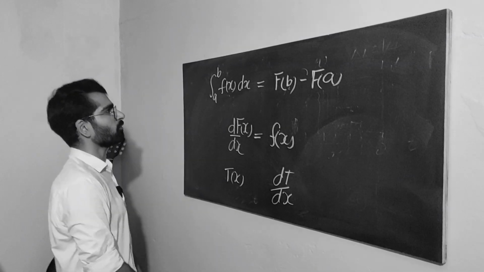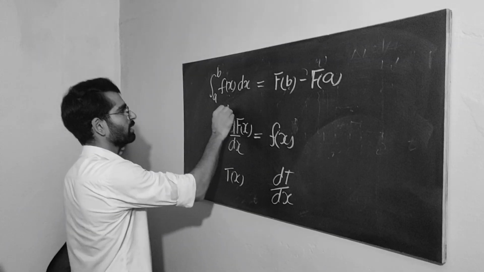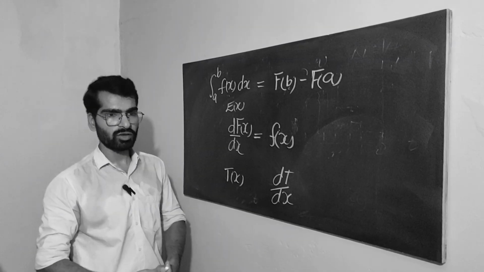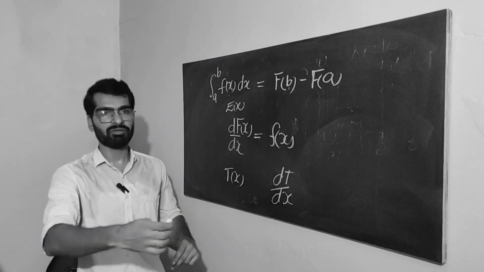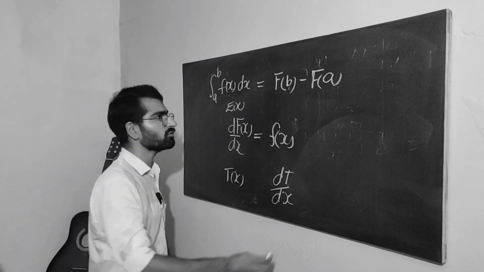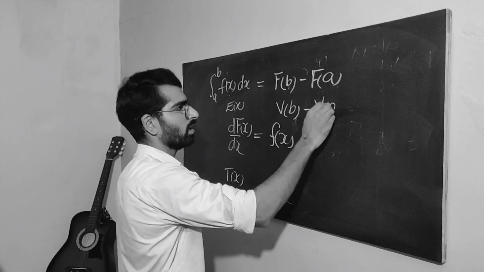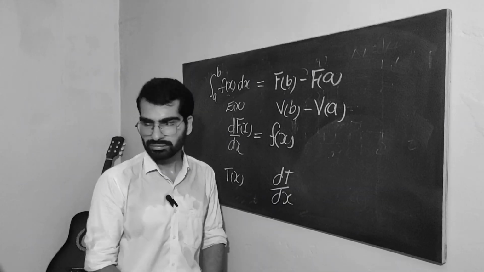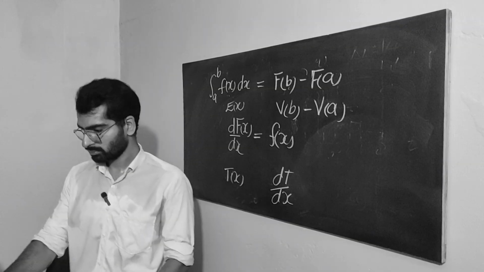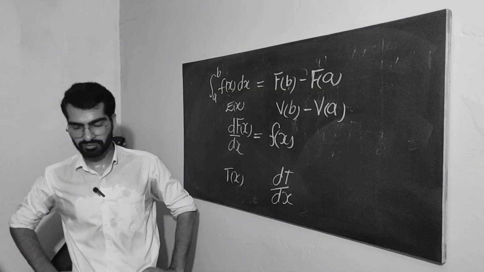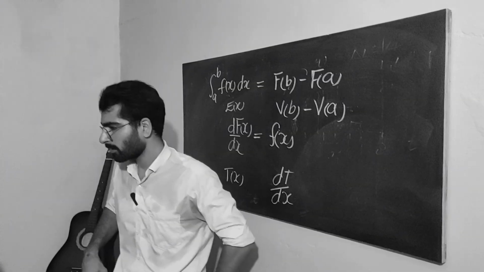And this f of x could represent electric field in the x direction. So if you know electric field everywhere in the x direction, you can find the potential difference between point b and point a. So that's what it tells you. That's the fundamental theorem for you.